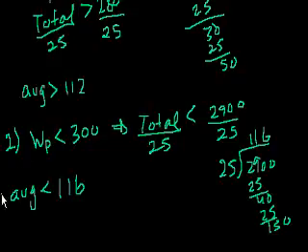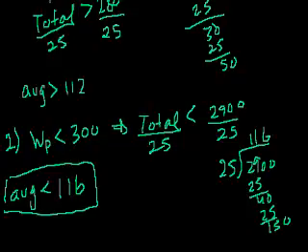Statement 2 tells us that the average of the words per paragraph is less than 116, which is definitely less than 120. So statement 2 alone is sufficient, and statement 1 doesn't help us much.